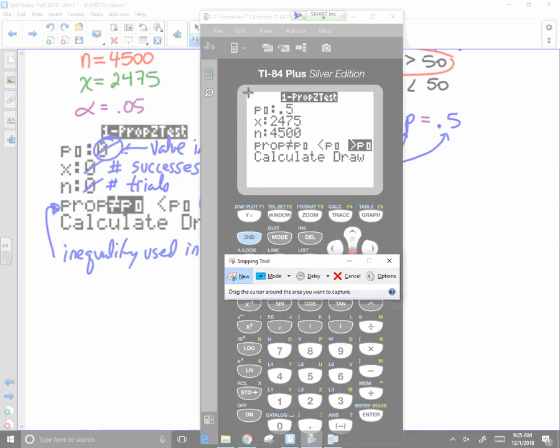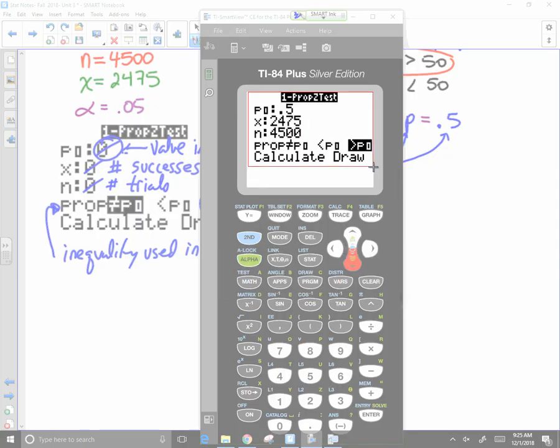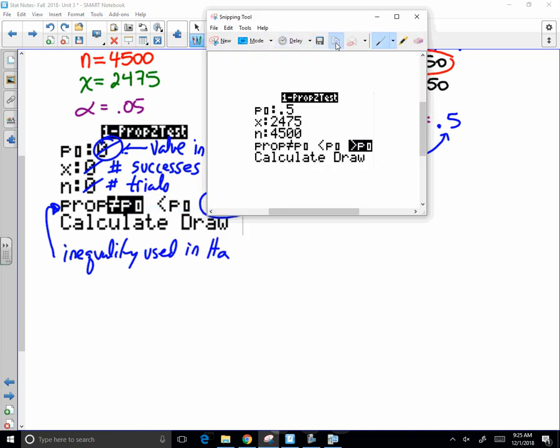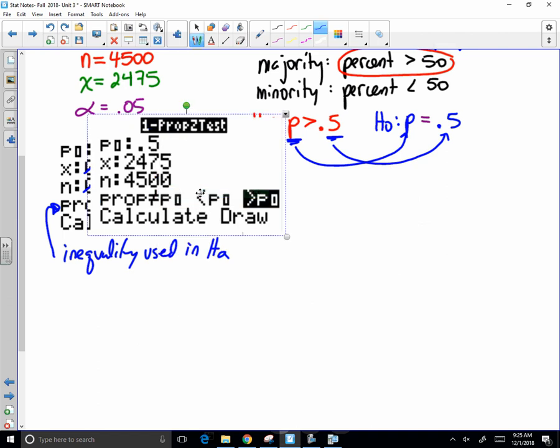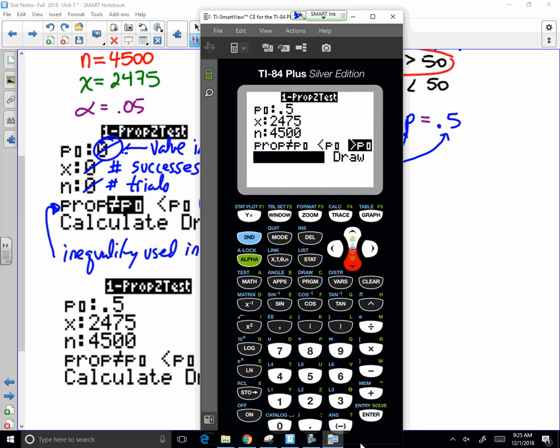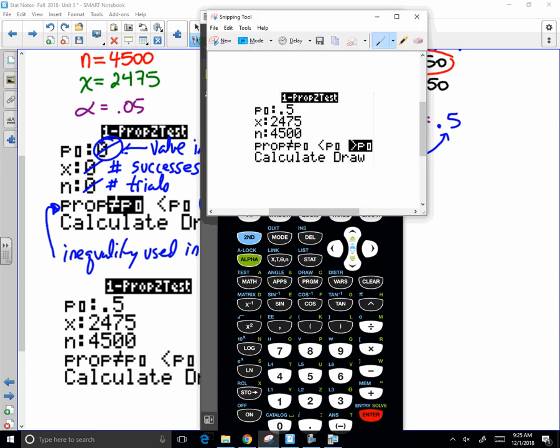I'm just going to snip this in before I do that. I hit the wrong thing. Copy. Now paste. There we are. Calculate. And then we get this. A lot of information.